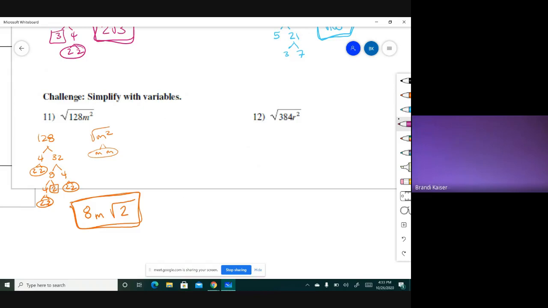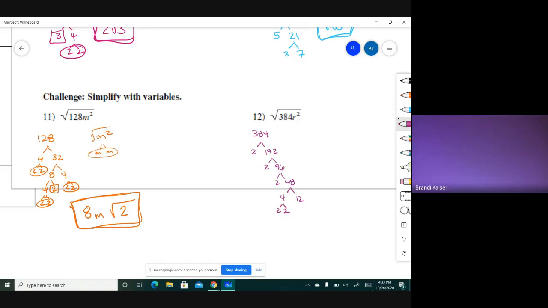Okay, I can do the same thing on the other side. So break down the 384. So 384, I know that's at least divisible by 2. That's going to be 192. 192 is also divisible by 2. So that's going to leave me with 96. 96 is divisible by 2. That's going to leave me with 48. 48 is, I'm going to try to use something a little bigger here. It's divisible by 4 and 12.